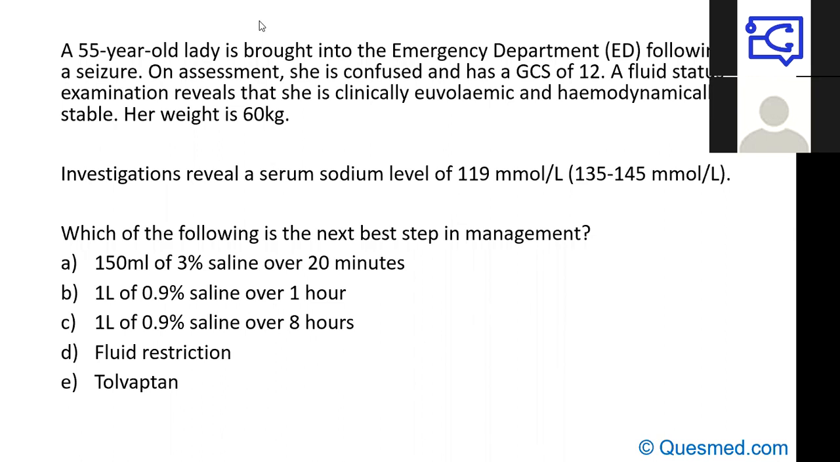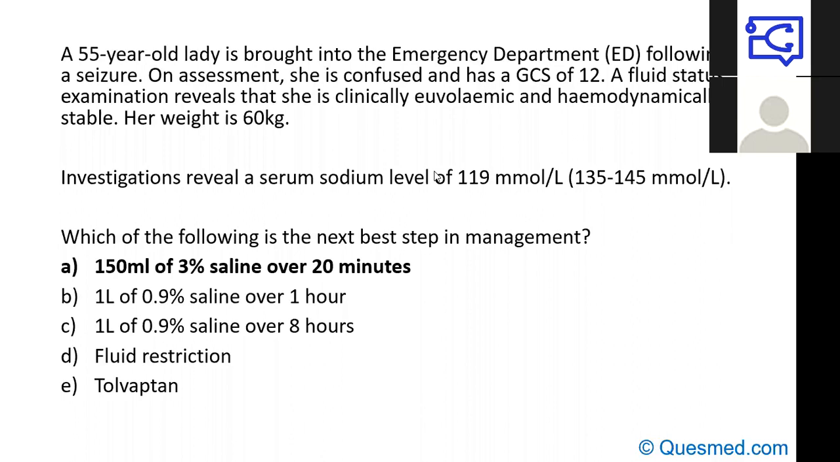Okay, so this has caused a bit of a difference here. A lot of people have gone for fluid restriction. The actual correct answer for this would be giving 3% saline. Now, what we're going to do is go through hyponatremia, and then we'll talk a bit about the management and why you would go for one or the other.